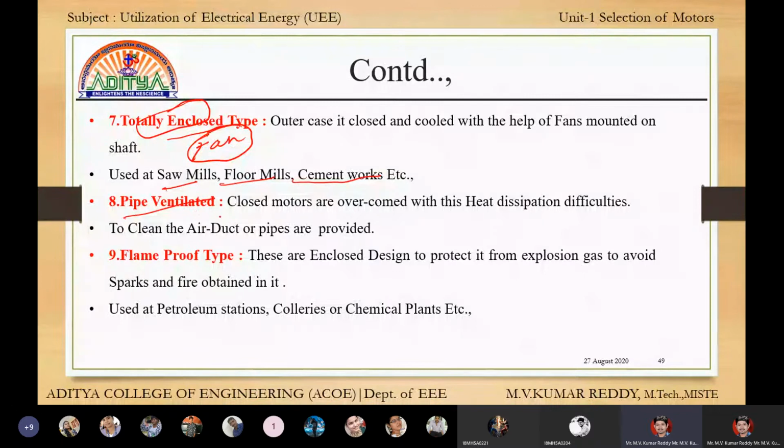Pipe ventilated. For this pipe ventilated type, for cooling purposes we are using air ducts or pipes. Here heat is dissipated with difficulty, but it is dissipated through the air ducts and pipes. Okay, next.